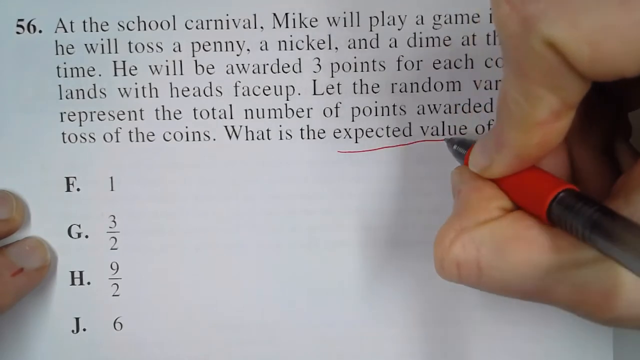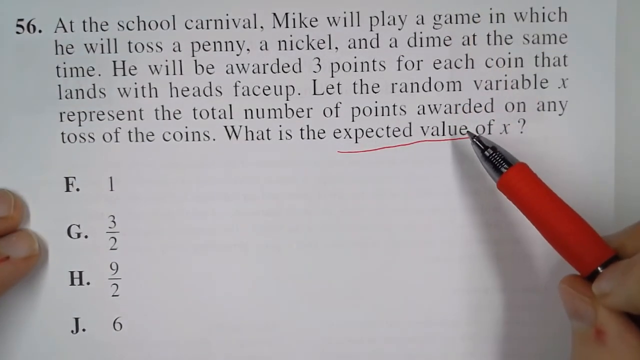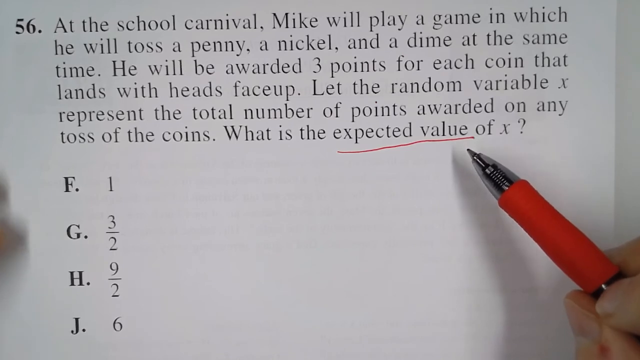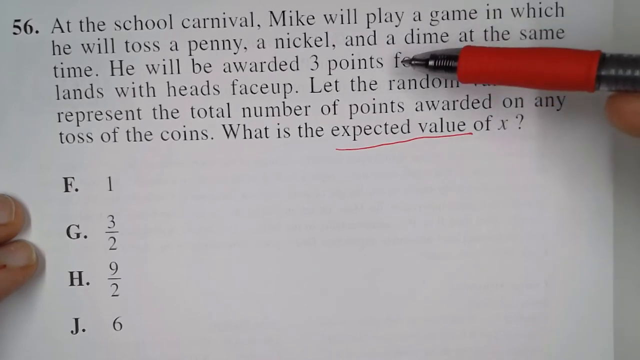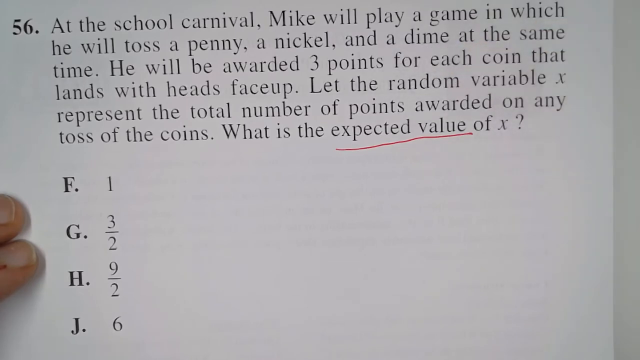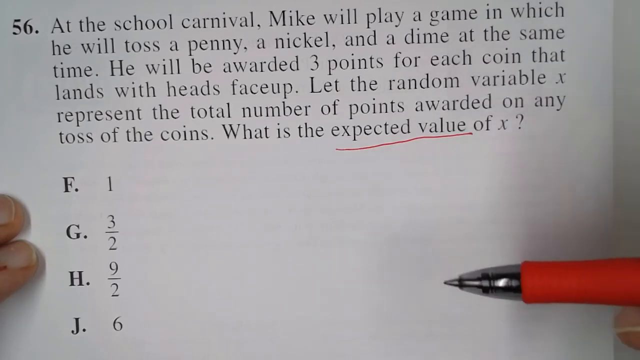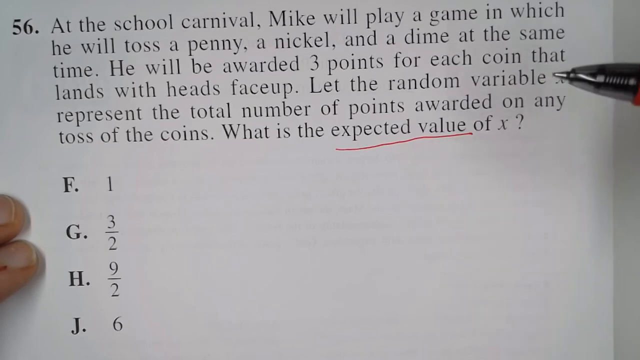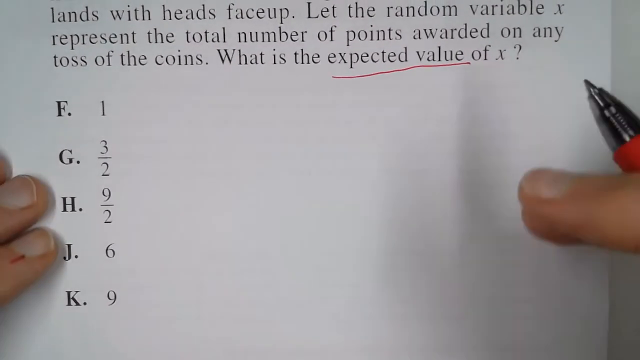Now, expected value is a very specific phrase. What that means is that we take each different outcome, and usually those outcomes have some kind of number associated with them. In this case, it's points, and we multiply it by the probability of each event. So what we first have to do is figure out the probability of getting all heads, or maybe one head or two heads. So the way I'm going to draw this out is I'm going to use what's called a tree diagram.